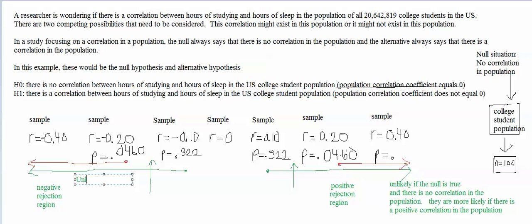These outcomes in the negative rejection region, the stronger negative correlations, are actually unlikely if the null is true and there is no correlation in the population. The strong negative correlations out here, they are more likely if there actually is a negative correlation in the population.